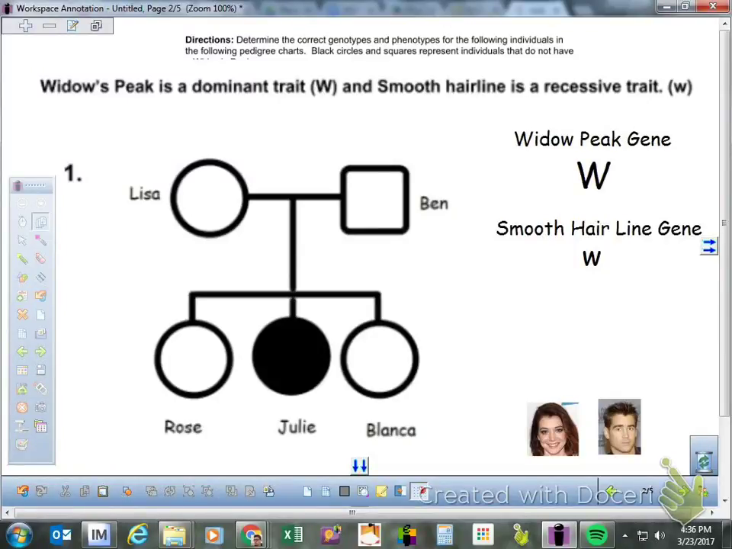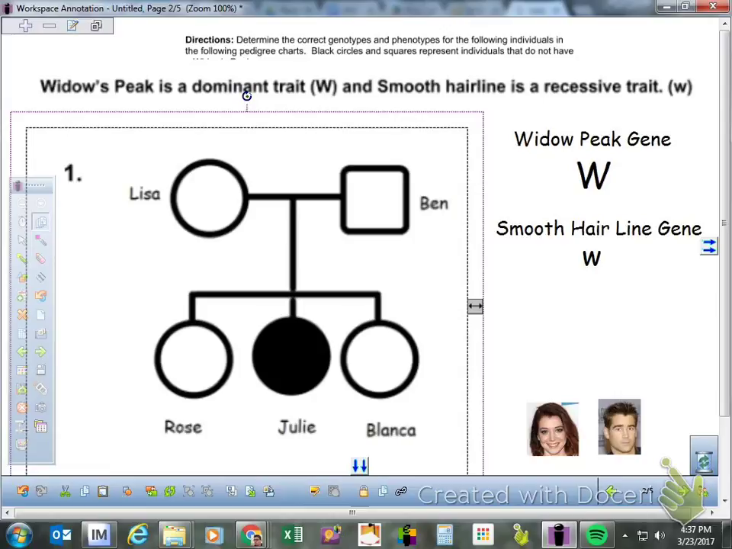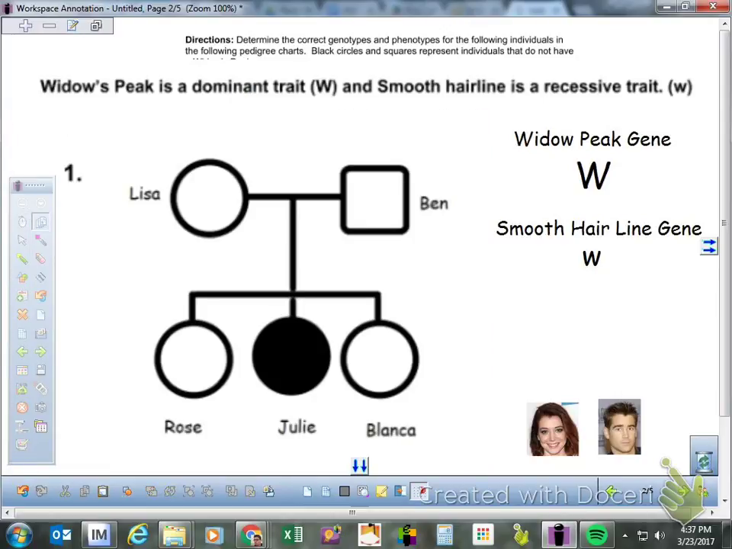Alright guys, today what we're going to talk about is a pedigree analysis to give you a little bit more practice on how to determine the genotypes of the individuals in this pedigree here. Okay, so let's go ahead and talk about what the trait is that we're dealing with. We're talking about a widow's peak today.